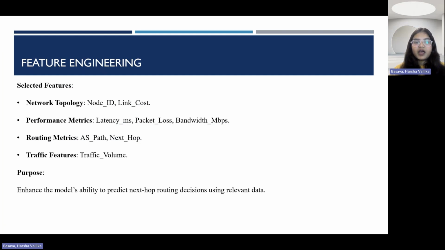So the selected features are from the network topology. Node ID is the unique identifier that we have in our data set. The link cost, also the performance metrics such as latency, packet loss and bandwidth, as we are aiming to optimize the data transfer between two routers, or from the source to destination. The routing metrics like AS path and next hop were considered, and the traffic volume is also one of the key metrics we have considered while training our model. This will enhance the model's ability to predict the next hop IP address, or the next hop device that it has to take to reach the destination as quickly as possible, so that optimal route selection happens.